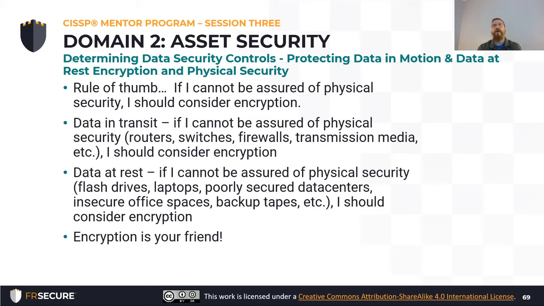All right, so now we're going to talk about protecting data in motion, data at rest, encryption, physical security. Very important rule of thumb. Number one, if I cannot be assured something is physically secure, I need to consider encryption. If I don't know that somebody's not going to steal a laptop or whatever it may be, I really need to encrypt that data. That's the only way to know that you have protected your data. Data in transit, as it's moving from place to place, am I physically protecting the entire environment? Is it going to go outside of my environment to something I don't manage? I need to consider encryption. Do I have physical security? Could somebody plug into my network and see information? If that's a reality, yeah, we need to consider encryption.